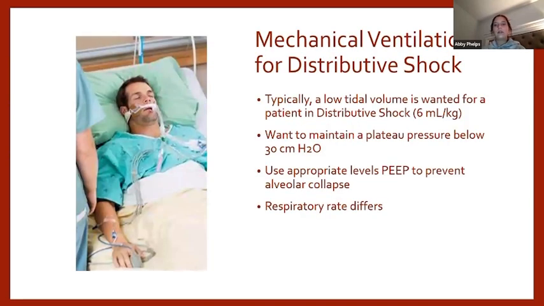So, mechanical ventilation for distributive shock is kind of similar to hypovolemic shock. Typically, you want a low tidal volume, 6 mLs per kilo is usually what is wanted. You want to maintain a plateau pressure below 30 centimeters of water and use appropriate levels of PEEP to prevent alveolar collapse. Respiratory rate can differ just depending on their PaO2.